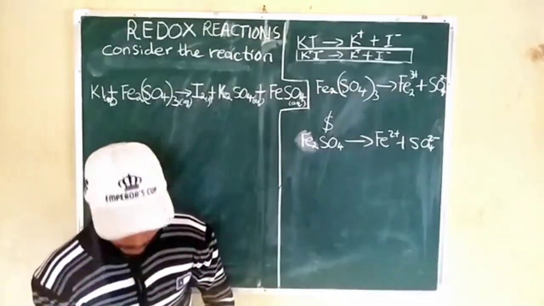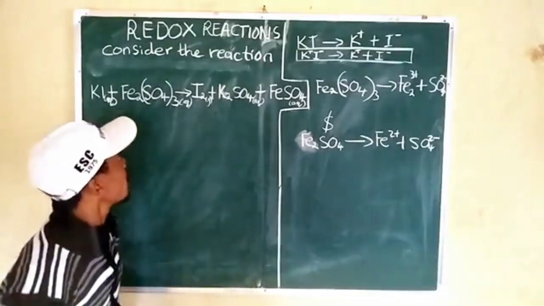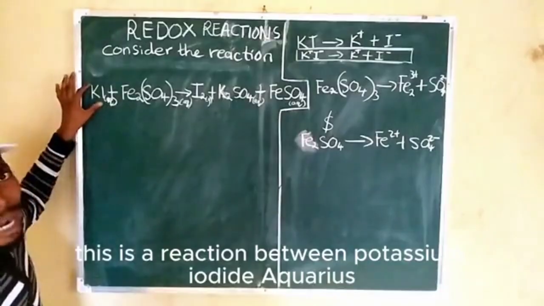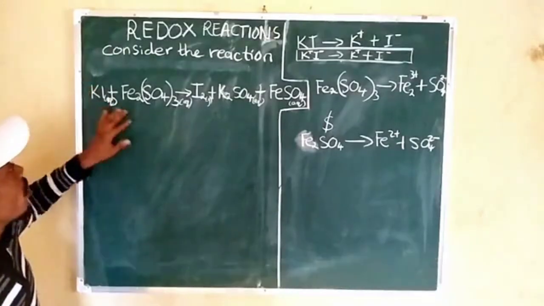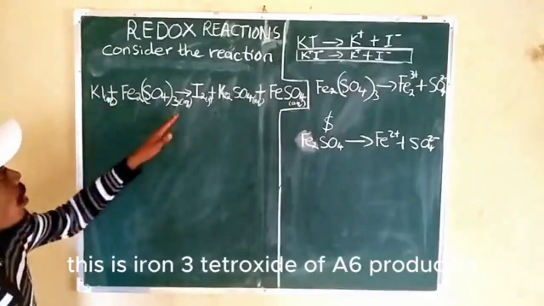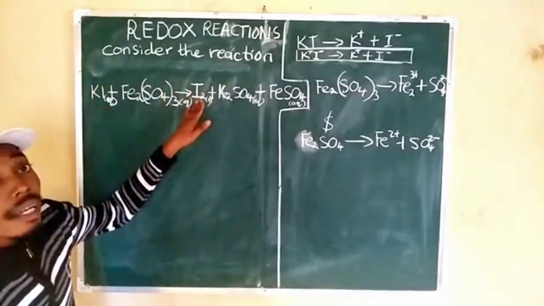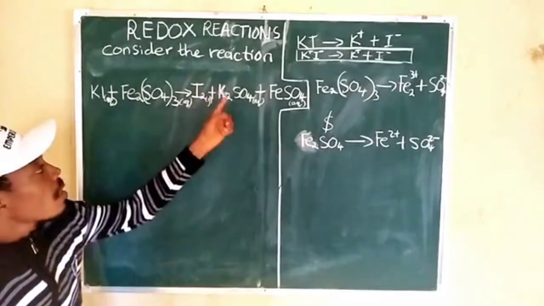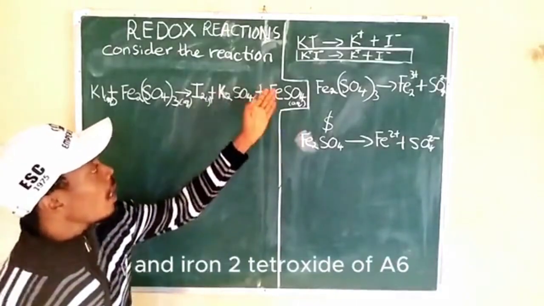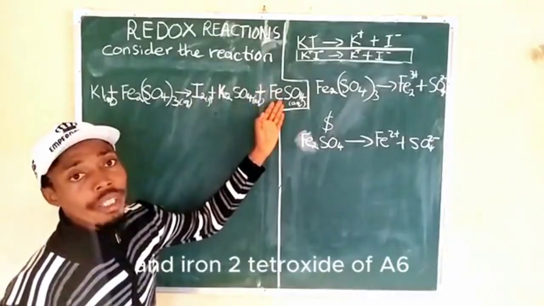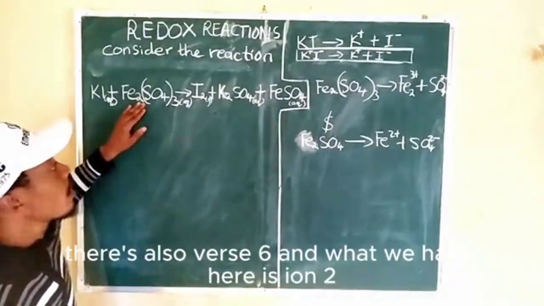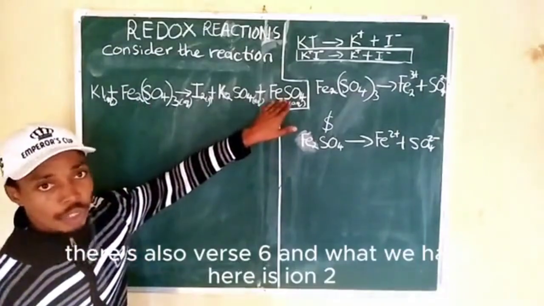Let's begin. If you look at this reaction, this is a reaction between aqueous potassium iodide and iron(III) tetraoxosulfate(VI), producing iodine gas, potassium tetraoxosulfate(VI) and iron(II) tetraoxosulfate(VI). Remember, what we have here is iron(III) tetraoxosulfate(VI) and what we have here is iron(II) tetraoxosulfate(VI).